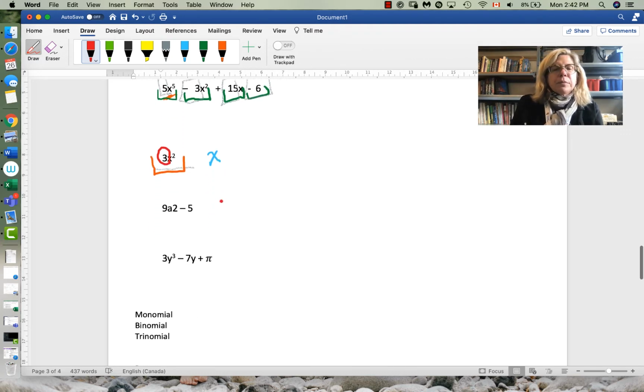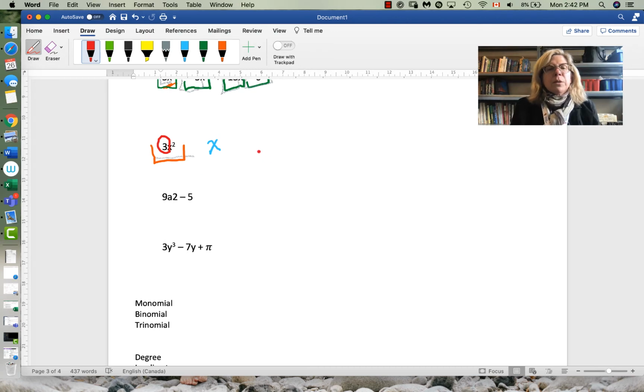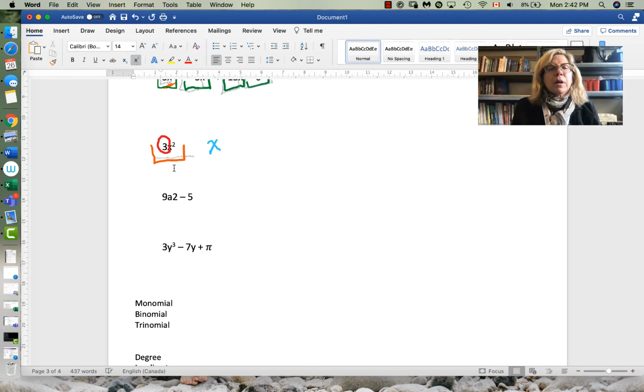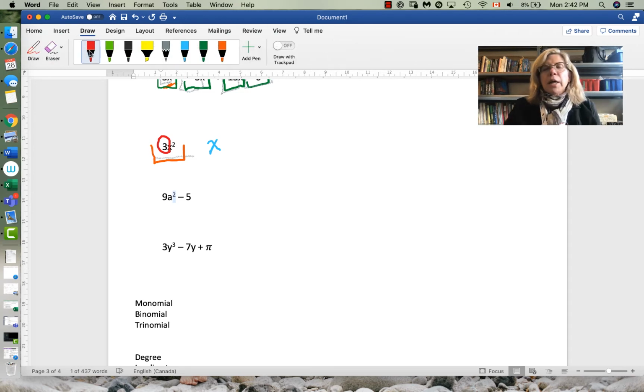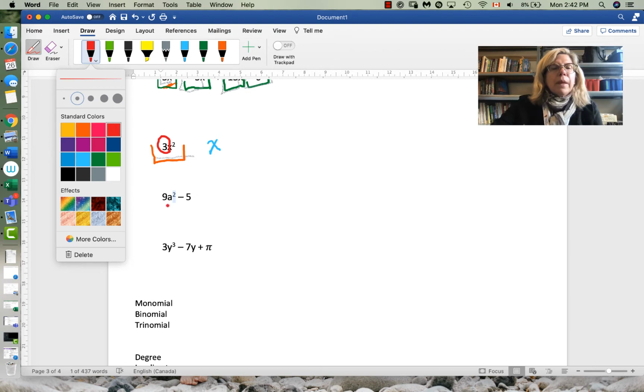Let's do another one. This 9a squared is not right, but I'll fix it up for you. So we have 9a squared minus 5. Now, what is the variable here? Well, the variable is a.